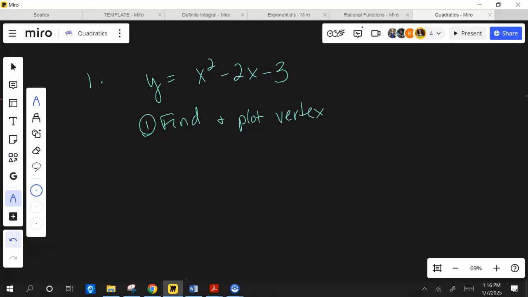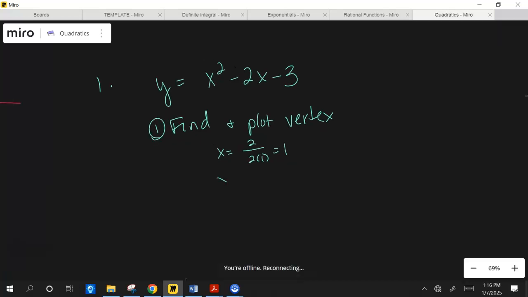Okay, let's do it together. I'm gonna do it with you. Find and plot the vertex. Step 1. You can find the vertex. We just did that, right? Opposite B, so 2 over 2A. Plug it back in to find the Y.